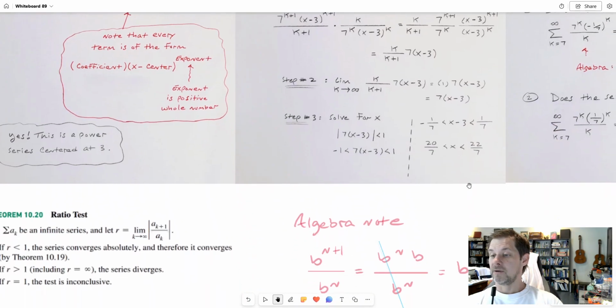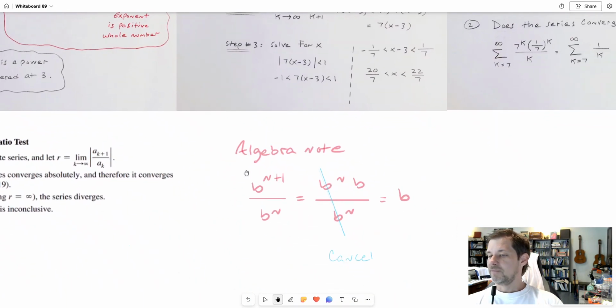Here's how. So we have something of this form: some base b to the power n plus 1 over b to the power n. The way those cancel is that I can factor b to the power n plus 1 as b to the power n times b to the power 1. Why can I do that? Because when you multiply like bases, the laws of exponents say that we add the exponents. So if you can go one way, you can go the other way. So b to the n power times b to the first power is in fact b to the power n plus 1. So I can take that back apart.